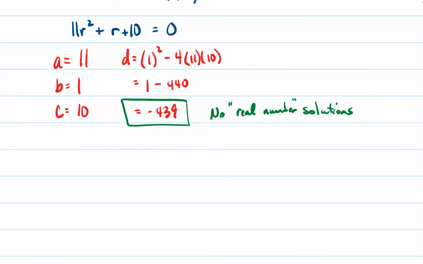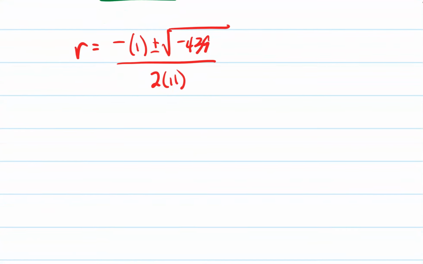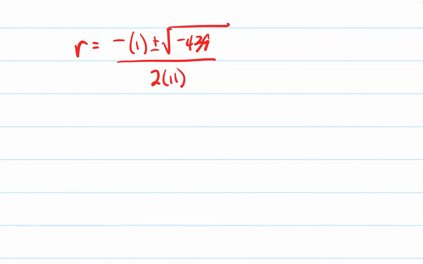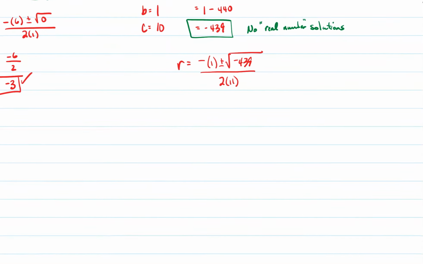And even if we had set this up using the shortcut form of the solution, the variable, which is r in this case, is equal to the opposite of b plus or minus the square root of negative 439, our discriminant, divided by 2 times 11. And here again, that just can't be simplified. We don't have a technique yet to handle the square root of negative 439.